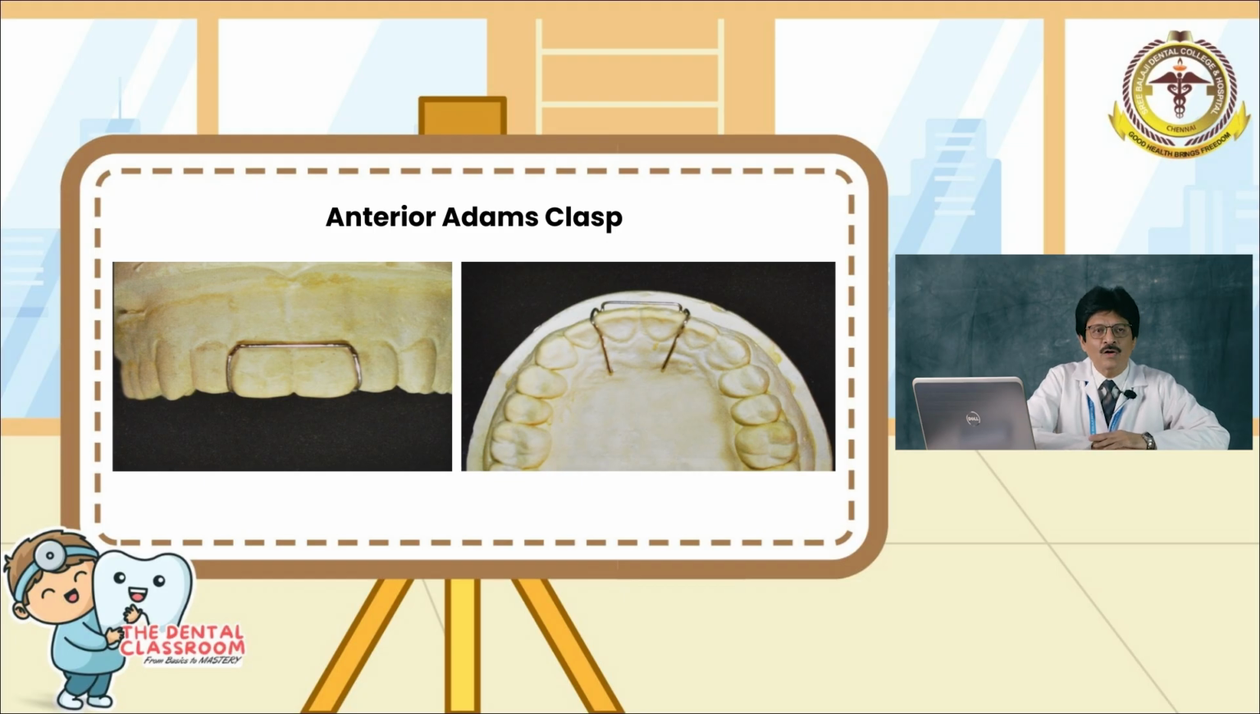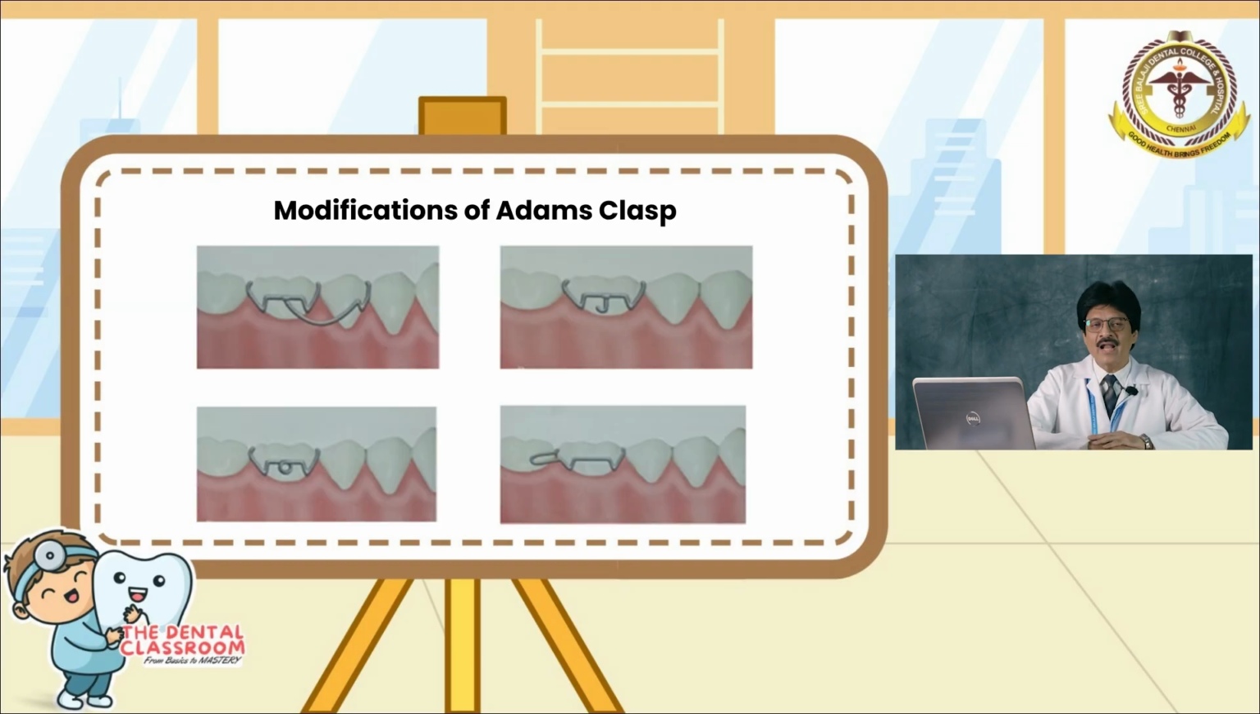There are a lot of modifications of this anterior Adams clasp. You can do this anterior Adams clasp on just one tooth in the anterior region, or you can combine it with two teeth, etc. There are other modifications of the Adams clasp.